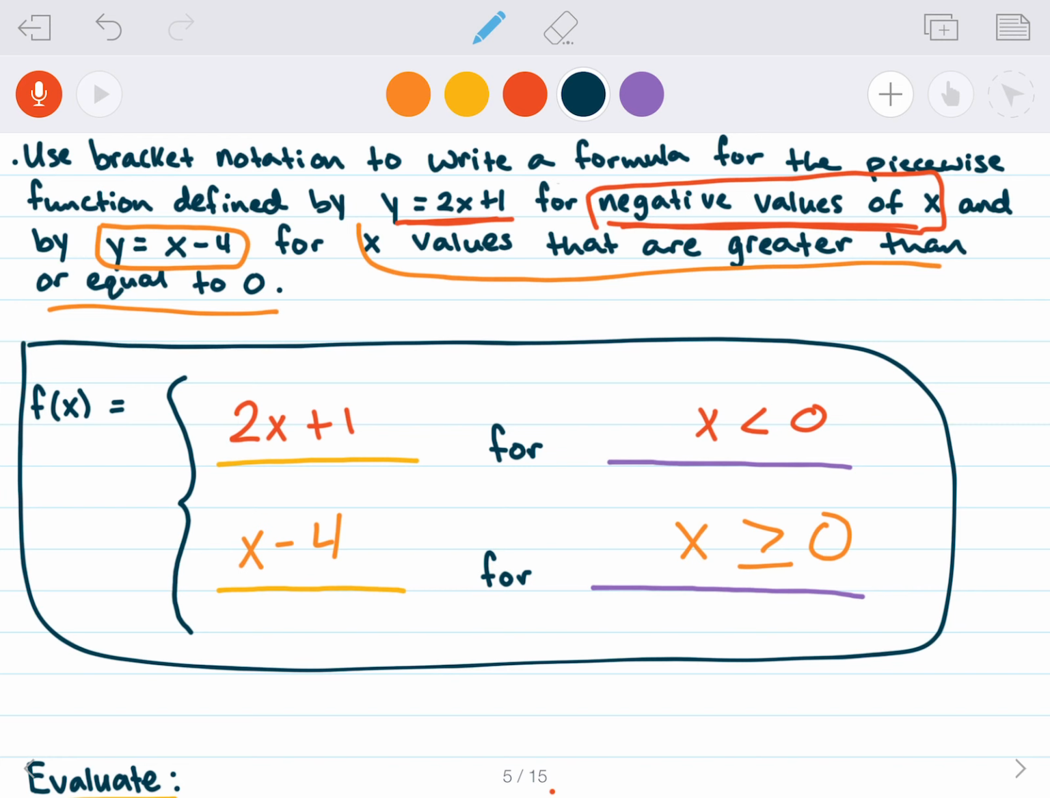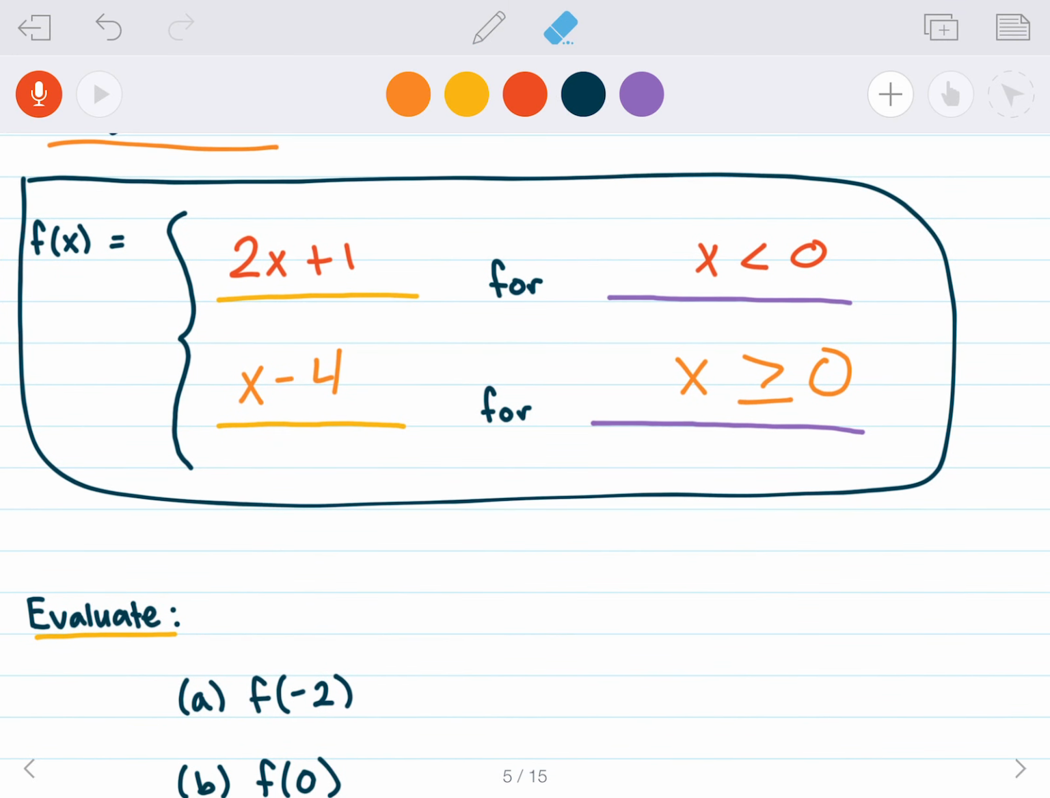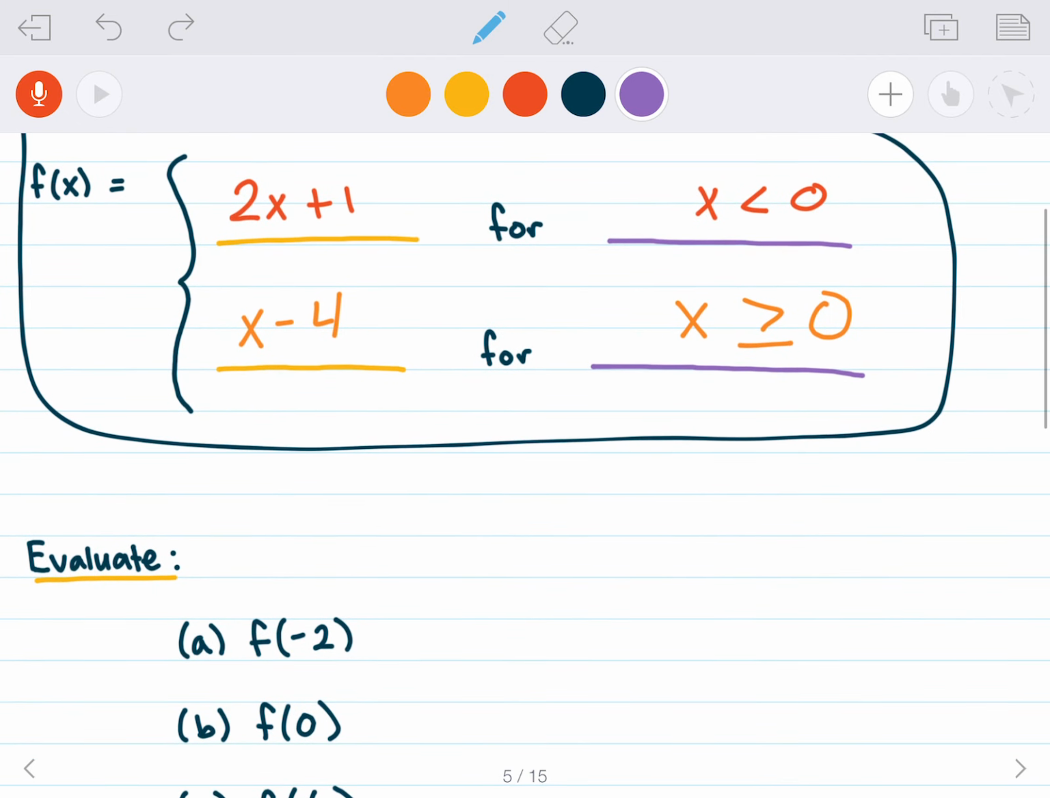And what this is going to allow us to do is say that sometimes we have different rules for different values of x. That's the basic idea here. Sometimes we have different rules for different values of x. So because of that, we need to choose which rule to use. This rule or this rule? Well, it depends on the situation. It depends on what x is. So let's talk about how we can evaluate these.